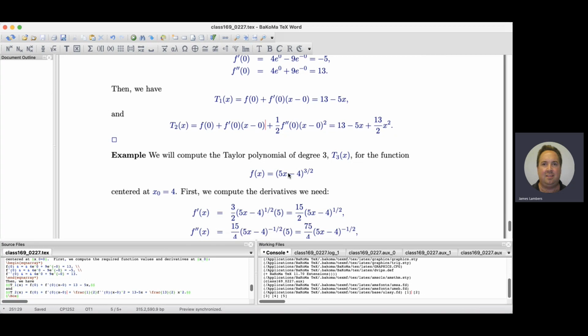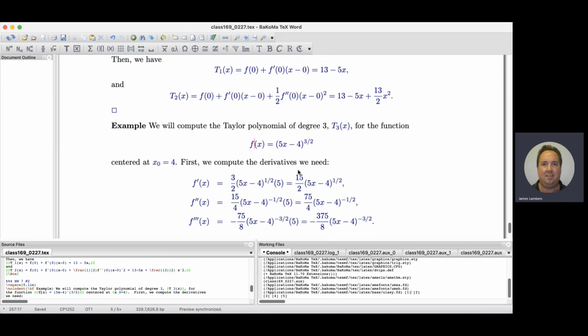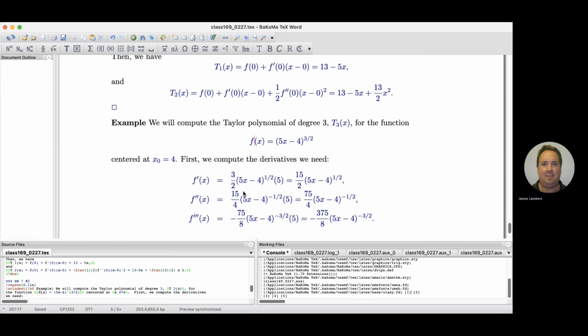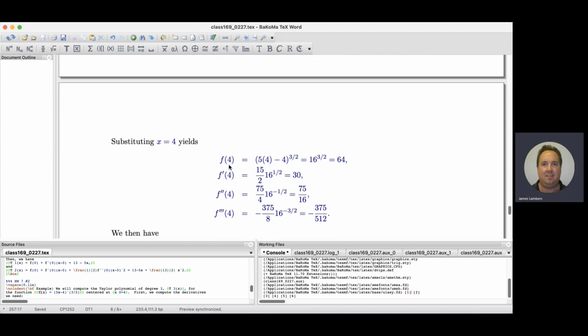Now, same exercise, but with a very different kind of function. I want a third degree Taylor polynomial with center x not equal 4 for this function. So I use the power rule repeatedly to obtain the derivatives that I need. Really, the general power rule, so power rule coupled with chain rule, and these are all my derivatives. But then I need to evaluate them all at x equal 4. And I need to substitute x equal 4 into the function also. So I get these values from that.